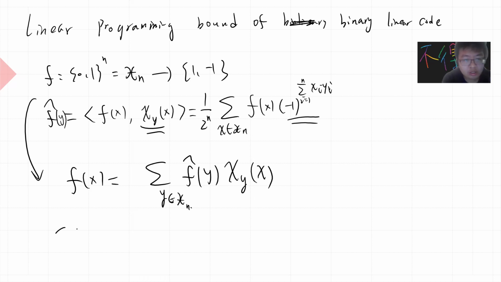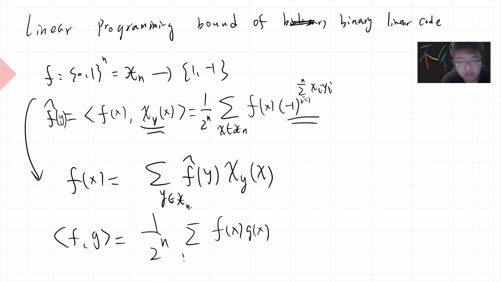Let me just recall the standard inner product of f and g: 1 over 2 to the n, the sum of f(x) g(x), where x ranges over the whole Hamming space. Just to write down, chi_y(x) is defined to be (-1) to the summation of x_i y_i, i from 1 to n. So this is the standard. Just a one page summary of the Boolean Fourier transformation of a Boolean function.